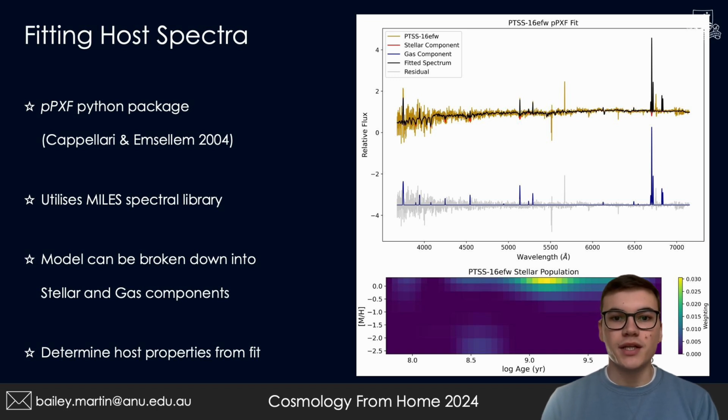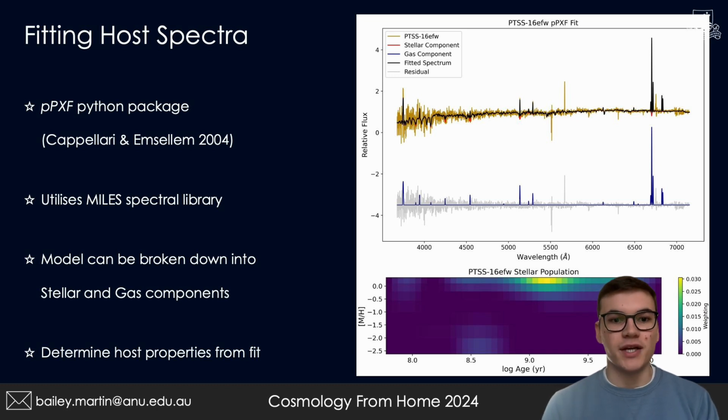ppxf combines single stellar populations from the Miles spectral library to produce a galaxy spectrum, which is then fit to the observed data. By optimizing the fit, ppxf produces a model spectrum of our galaxy, which can be broken down into stellar and gaseous components. In the top plot, I've shown an example fit to one of our host galaxies, showing the different components of the model spectrum. On the bottom is a plot showing the weight that each stellar population was given in the model spectrum, binned by age and metallicity.